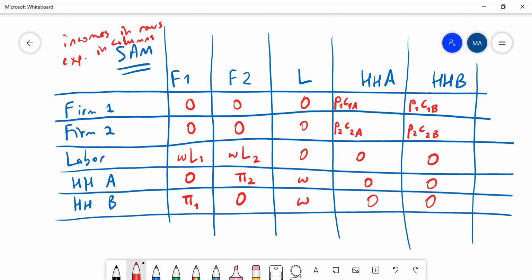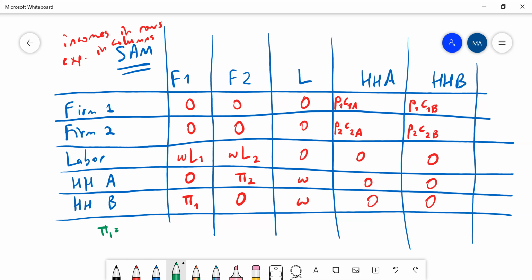Now, let me just check whether I have a mistake. As I see, there's no mistake. All right, so what I want to do now is to give you some numerical data of the social accounting matrix. I will tell you particular numbers, then you're going to try to calibrate the parameters. So let's start with P1.